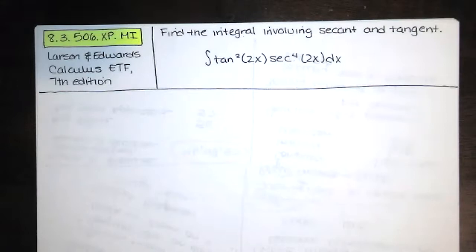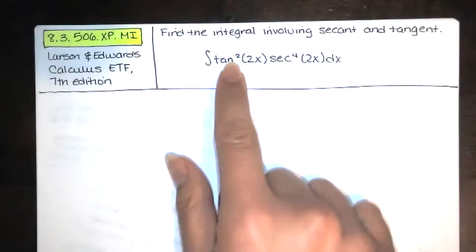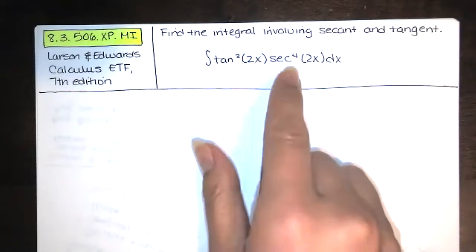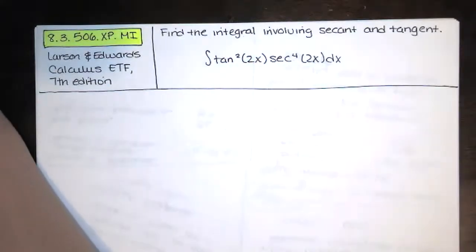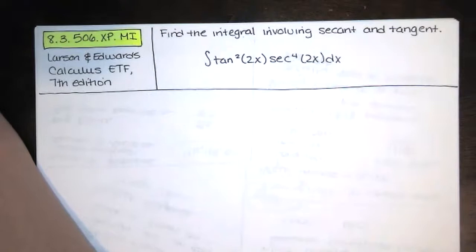Now, since I've got powers of secant and tangent, the first thing that I would do is use the appropriate rule for this. Notice that the power of tangent is even and positive, and the power of secant is even and positive. So I'm going to show you where to find this on our Blackboard site. So I'll share my screen with you.